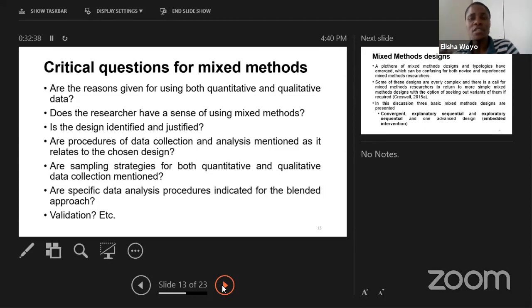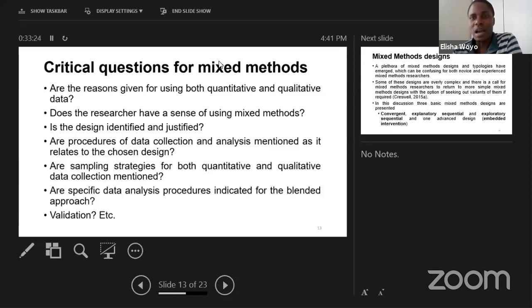Secondly, as a researcher, it's one thing to write that I want to use mixed methods, but it's another thing to actually show you have a sense of what mixed method is about. Because it's your responsibility as a researcher, someone who is doing a doctoral or master's degree, to make sure that you have an understanding of what mixed method is. So I'm asking here, does the researcher have a sense of using mixed methods? Do you have that sense? Do you have that understanding? Because it's very important. Is the design identified and is it justified?